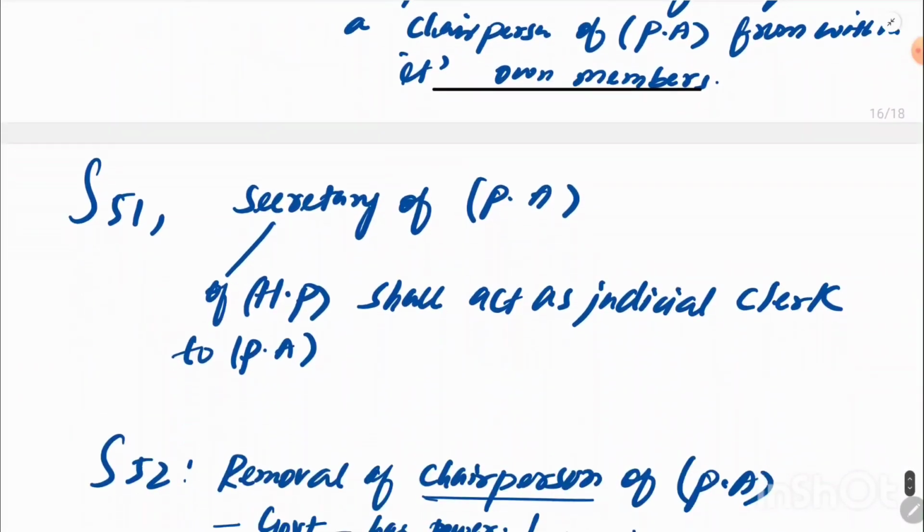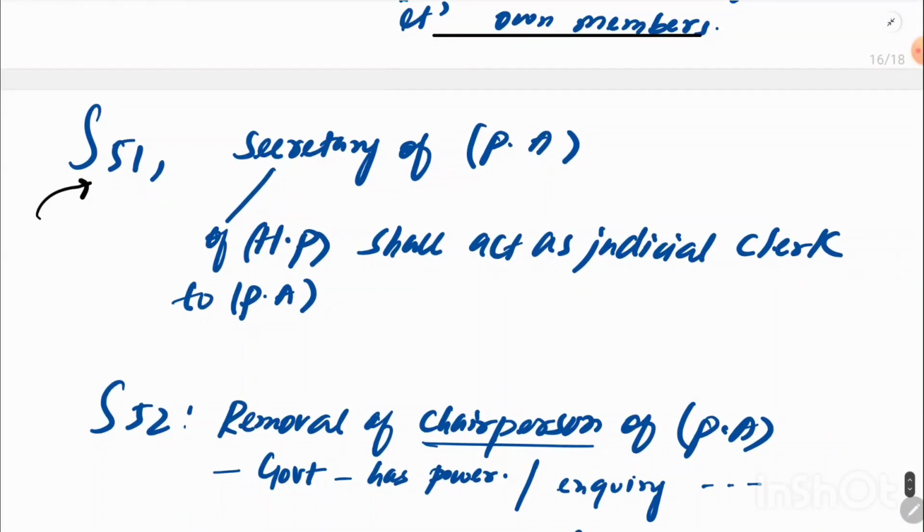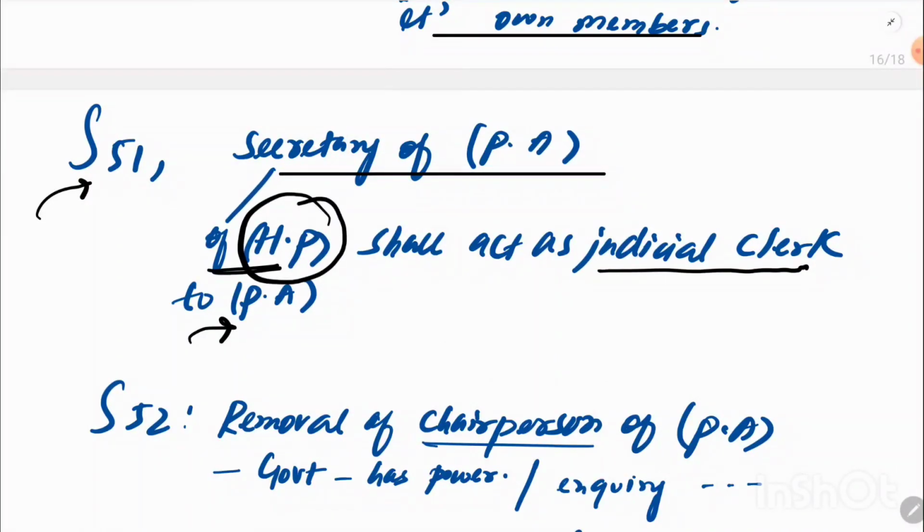Okay. So section 51 talks about the secretary of Panchayati Adalats. Who shall be the secretary? Actually, the Halka Panchayat secretary shall be an agent or kind of a judicial clerk to the Panchayati Adalats. Okay, the secretary of Halka Panchayat shall be a judicial clerk to the Panchayati Adalats. Okay, that is section 51.